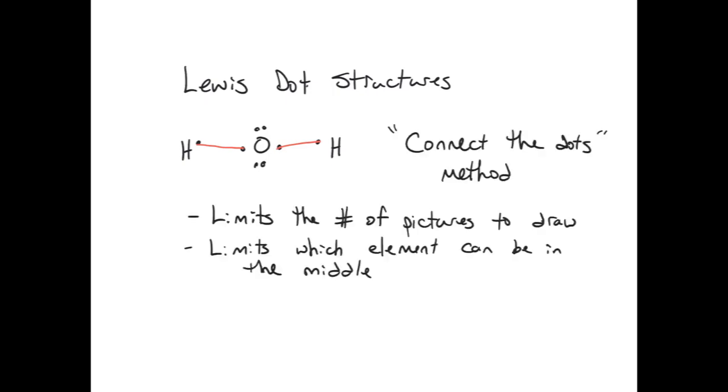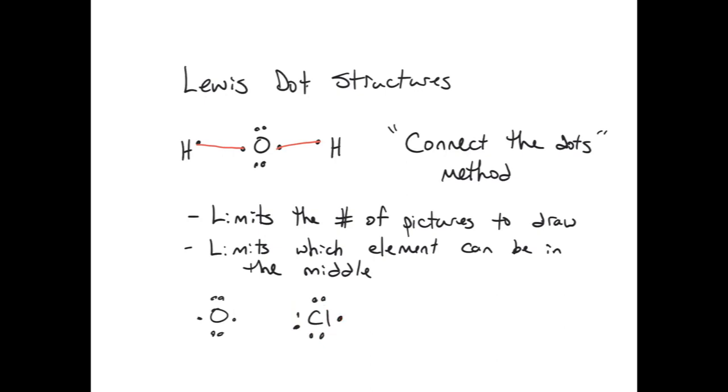As I mentioned, this limits the number of pictures that you can draw. You can't really encompass all the molecules that are known by just simply connecting the dots. It also limits which element can be in the middle. In previous science courses, you were probably told that oxygen can only make 2 bonds because it only has 2 unpaired electrons. Or chlorine can only make 1 bond because it only has 1 unpaired electron. I need to let you know that that is entirely false.